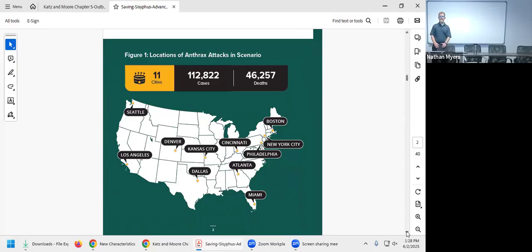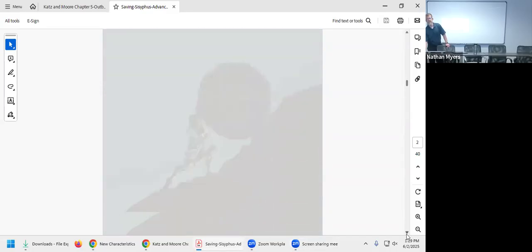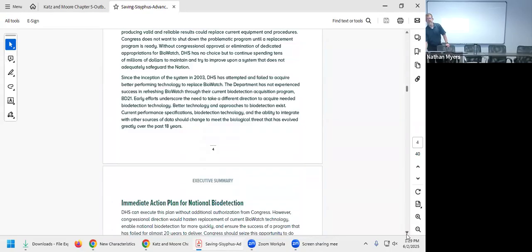It has this scenario of an anthrax attack in the United States, which obviously we've experienced anthrax attacks previously back in 2001. But this is a more widespread case where there were 11 cities targeted, over 100,000 cases, and over 40,000 deaths. So this is a pretty severe kind of scenario that they're laying out in terms of the use of anthrax against the American people.